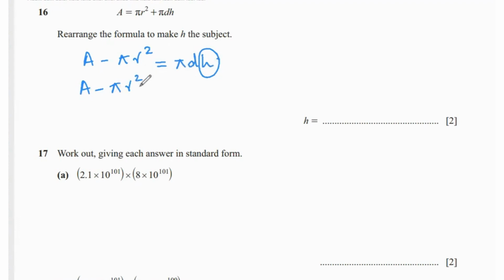When you move it to the other side, instead of multiplying A minus pi r squared, it's going to divide the expression. Remember this rule: when you move terms from one side to the other, the operation changes. For example, when we moved pi r squared to the left-hand side, instead of adding to A, it was subtracting from A. Similarly, when we move pi d to the other side, instead of multiplying A minus pi r squared, it's dividing A minus pi r squared. It's doing the opposite thing. So H equals A minus pi r squared over pi d.